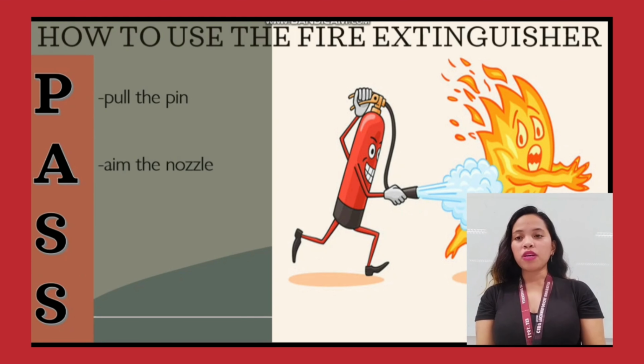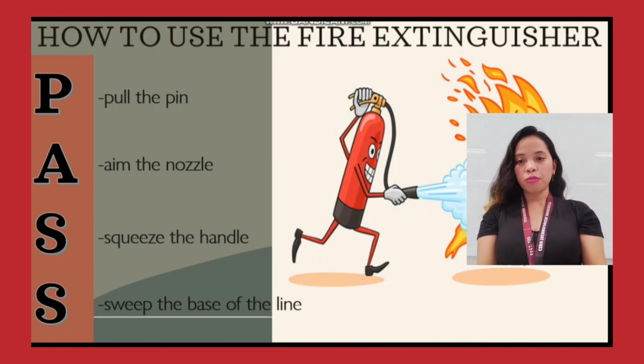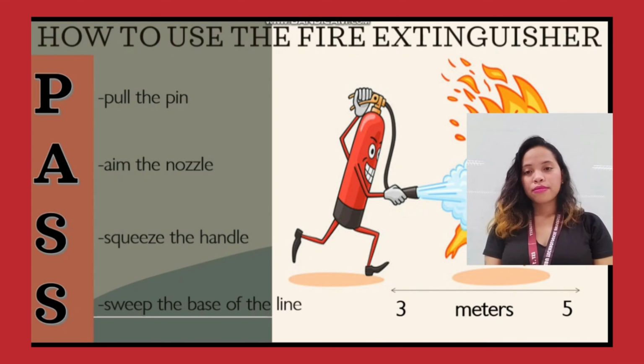First, letter P, you have to pull the pin. Second, aim the nozzle, hold it properly, and then you squeeze the handle and you sweep it from the baseline side to side. So how far is the distance between the fire extinguisher and the fire that you are going to extinguish? We should always remember that it is always 3 to 5 meters distance from the fire.